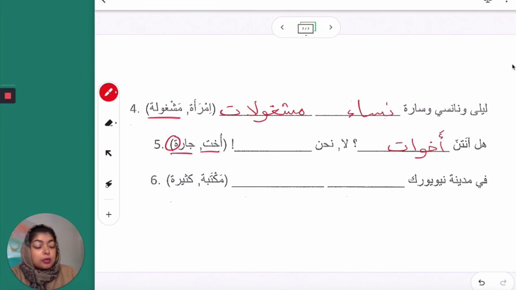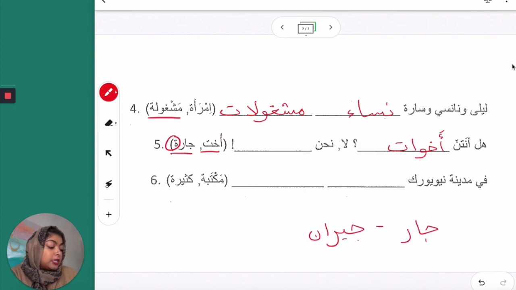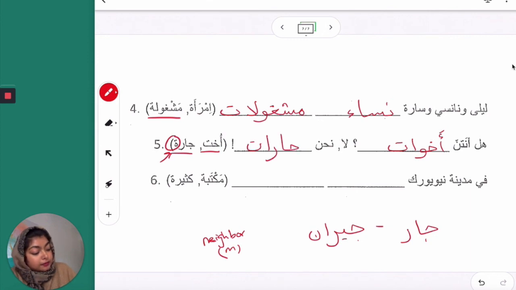Some of you probably wrote جيران. What is جيران the plural of? It's the plural of جار. This is also neighbor and neighbors. Okay, but this is a masculine word because it doesn't have تاء مربوطة. This right here is a feminine word. So we're going to add تاء مربوطة to the end. جارات. Okay, جيران would only be for the masculine.